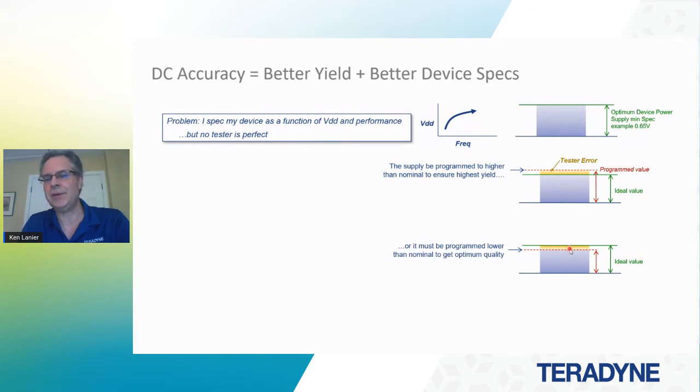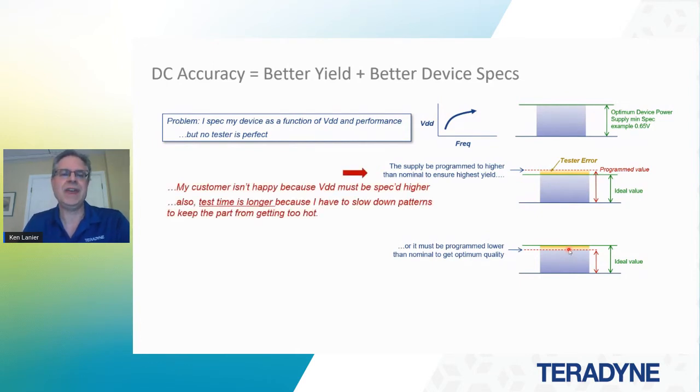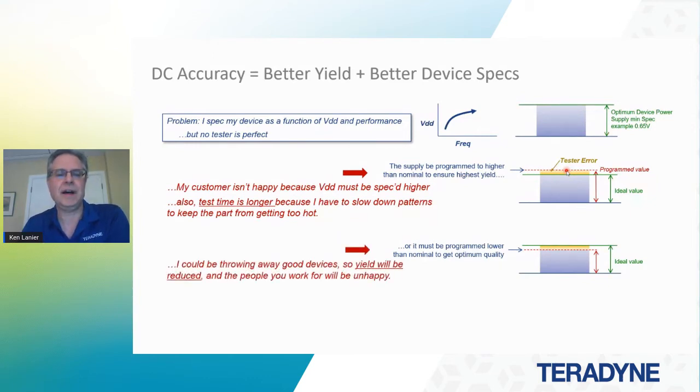But as it turns out, if you get a tester where the power supply error is large, you may start losing yield. So you really can't win. In the first case, I have to sell the part and say the VDD has to be higher. And if I'm setting the power supply to a higher level, the device will get hotter during the test, and oftentimes we'll have to slow down patterns. And in the second case, the people you work for won't be happy, because if you do get tester power supply error that makes the voltage lower, you will, as I said, eventually get some yield impacts, which are very, very expensive for these devices, because the biggest part of the cost of the device is the silicon itself.